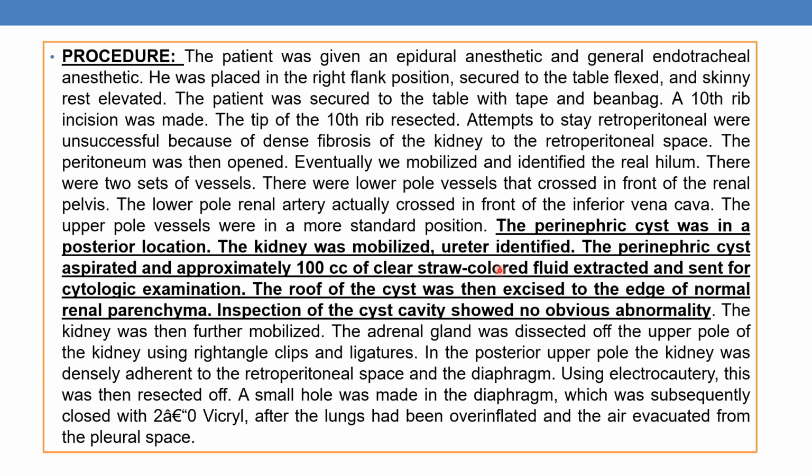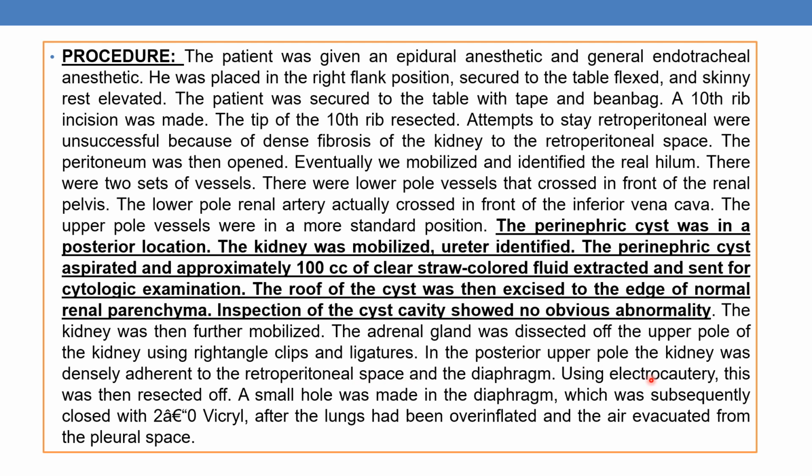The kidney was mobilized, ureter identified, the perinephric cyst aspirated, and approximately 100 cc of clear straw colored fluid extracted and sent for cytological examination. The roof of the cyst was then excised to the edge of normal renal parenchyma. Inspection of the cyst cavity showed no obvious abnormality. The kidney was then further mobilized. The adrenal gland was dissected off the upper pole of the kidney using right angle clips and ligatures.